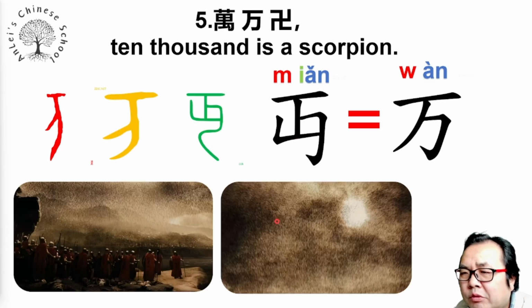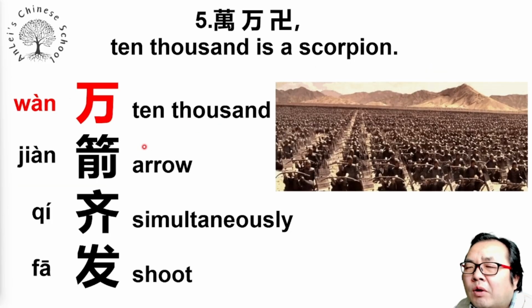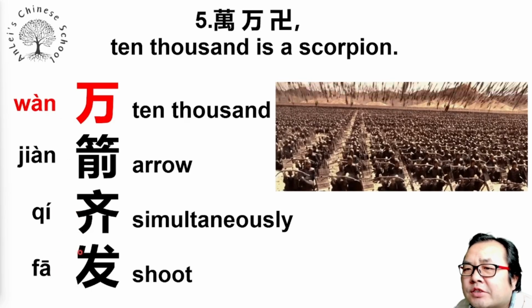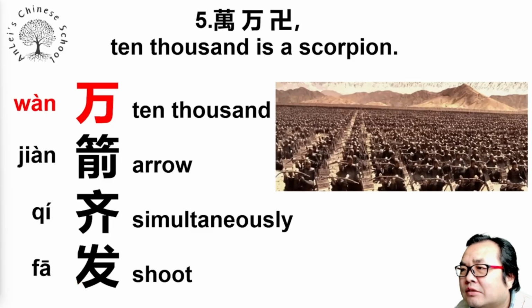It reminds me of the movie 300. When the Persian archers were shooting arrows at the Spartan warriors, the arrows blocked the sun. In China, we have one idiom. It's called 万箭齐发. 10,000 arrows shoot simultaneously like this.